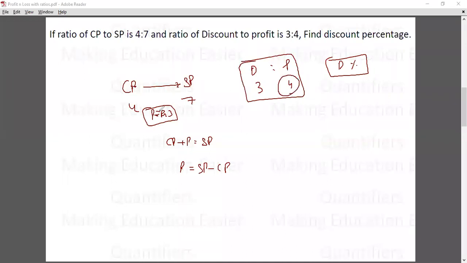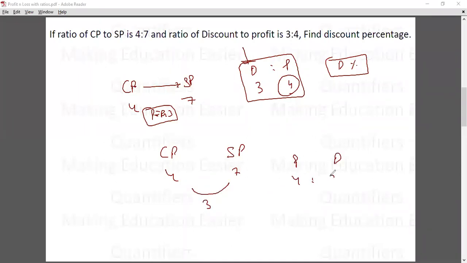Now, what if I convert this profit into that profit? Then I can map the discount and use it directly. It's a very simple thing. Cost price to selling price is 4:7, and the profit is 3. Profit to discount is 4:3. I want to make the profit the same at both places. What is the LCM of 4 and 3? It is 12.